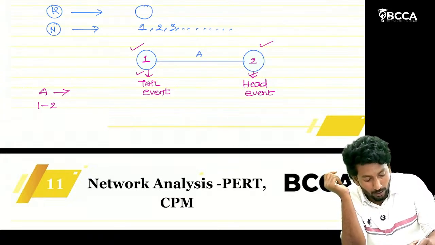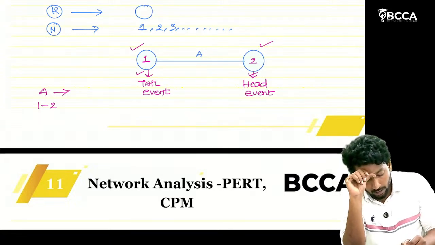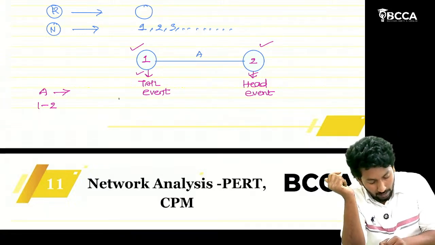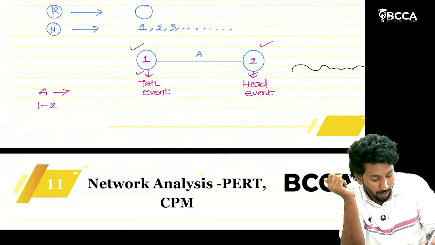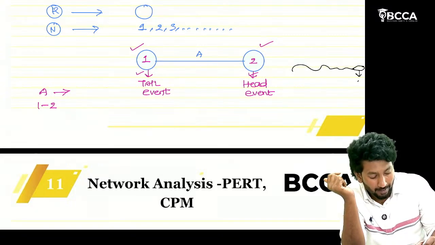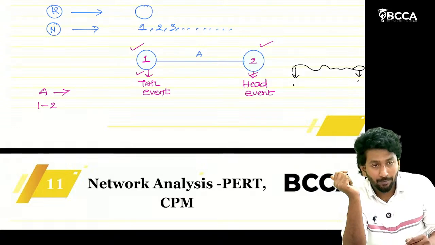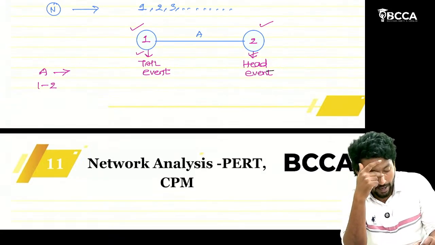Most of the students get confused between the tail event and the head event. Imagine a snake moving from left to right. The head will be there, the head event. The tail will be here, the tail event.